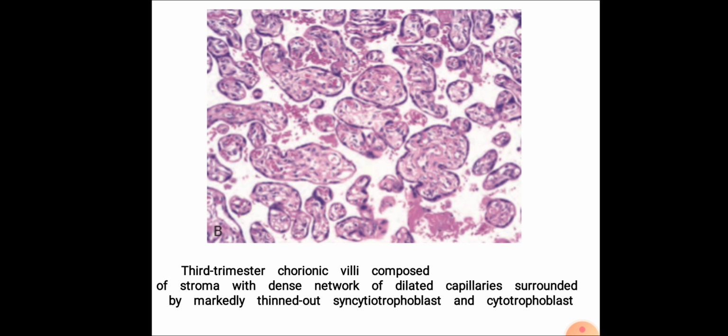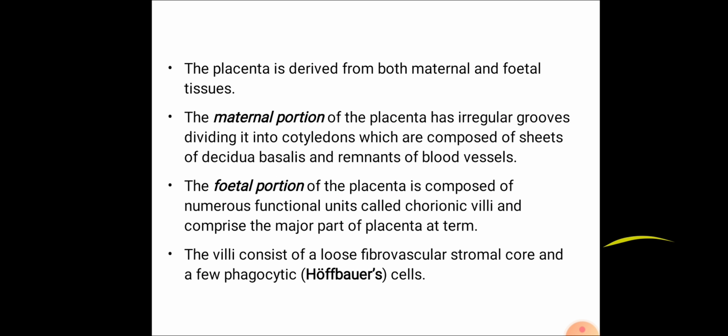Here is a photomicrograph of placenta in the 3rd trimester. Here we can see chorionic villi composed of stroma with a dense network of dilated capillaries, surrounded by markedly thinned out cytotrophoblast and syncytial trophoblast. Placenta is derived from both maternal and fetal tissue.